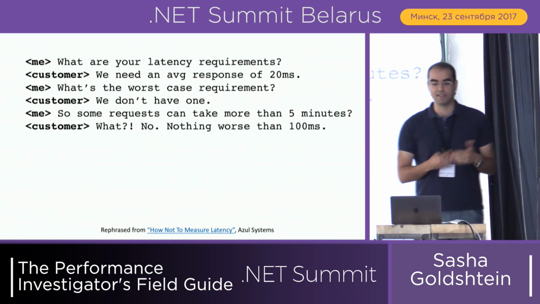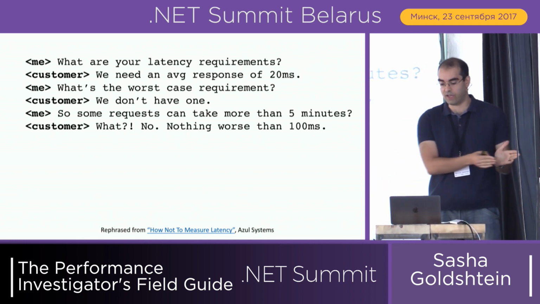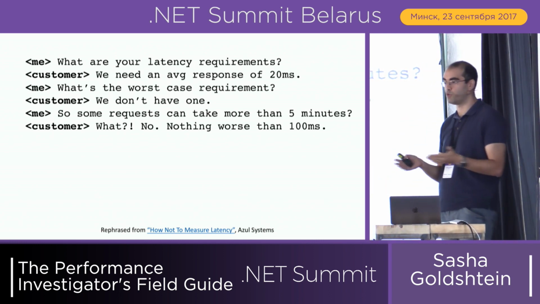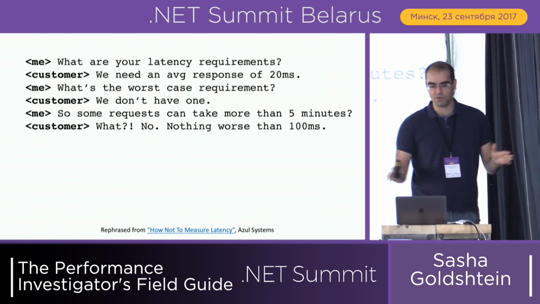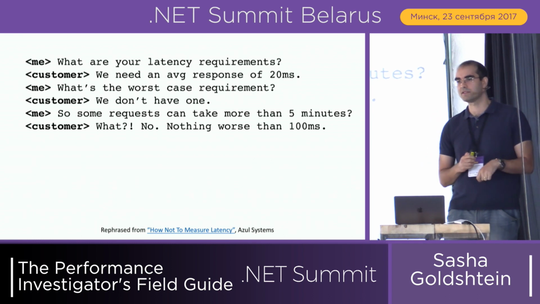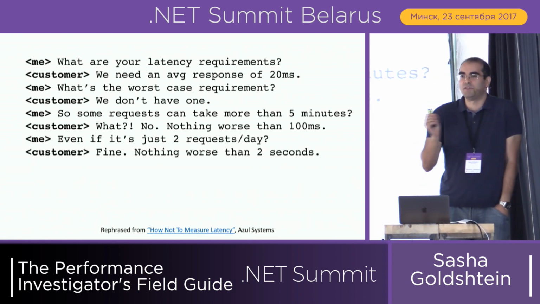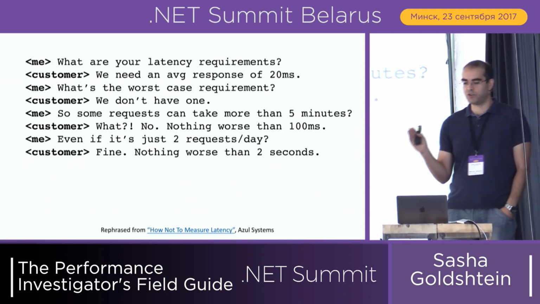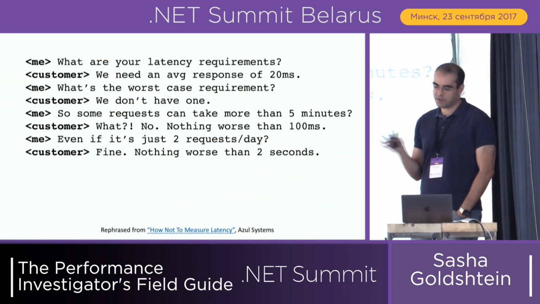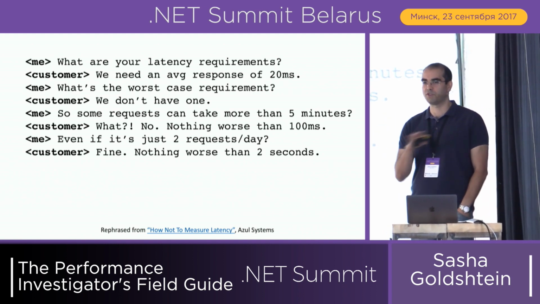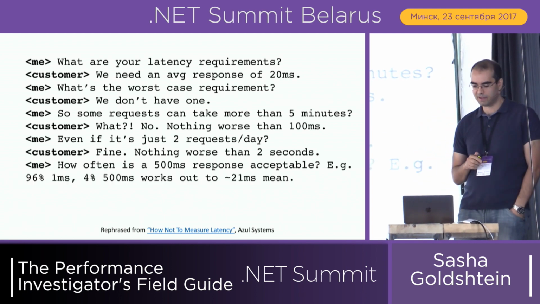So I ask, can some requests take more than 5 minutes? Because you can still have an average of 20 milliseconds, but a worst case of 5 minutes. So of course not. Nothing can be ever worse than 100 milliseconds. But that's a little ambitious, isn't it? Even if it's just 2 requests per day, you still can't go above 100 milliseconds? Okay, well, you can go over 100 milliseconds, but you can't go over 2 seconds. So that's like the worst case I'm willing to accept.